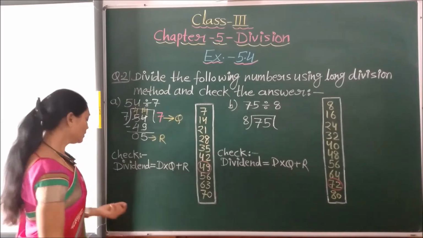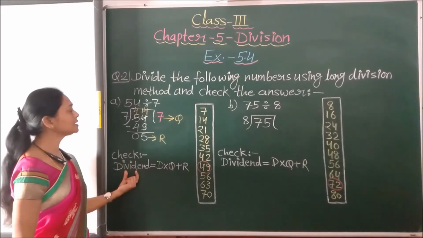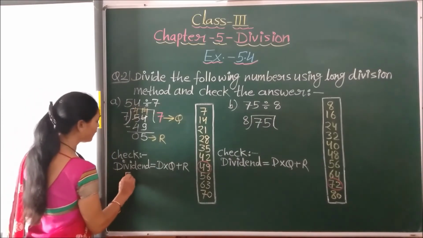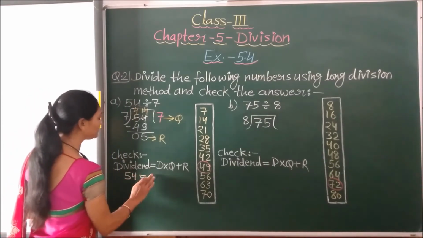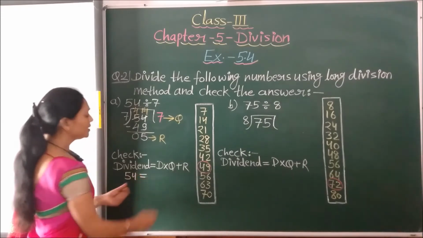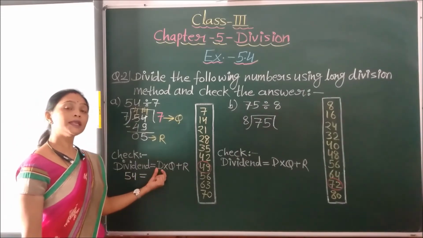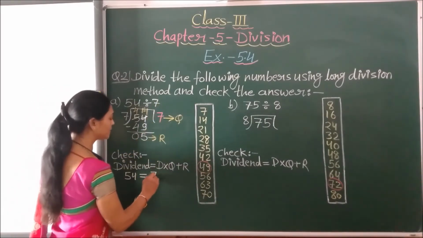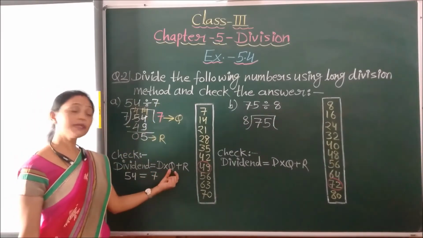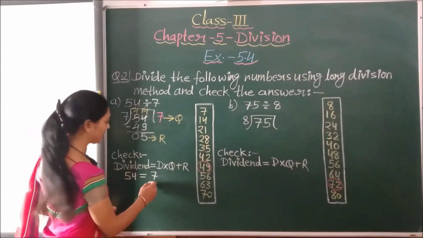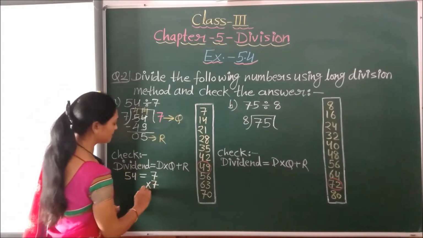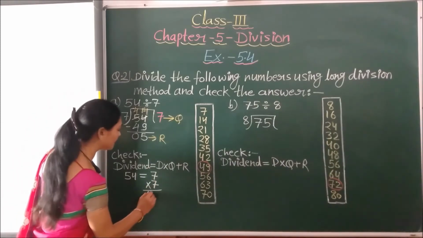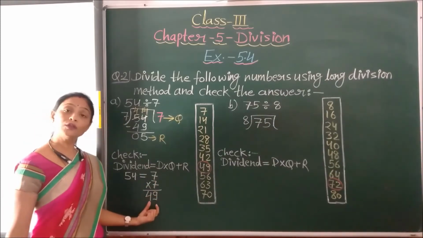Here D is divisor, Q is for quotient and R is standing for remainder. So we will put the values. Dividend is the number which is being divided, that is 54, so here we write 54. Divisor is the number with which we are dividing, that is 7. Then quotient is also 7, so we multiply with 7. 7 sevens are how much? 7 sevens are 49.